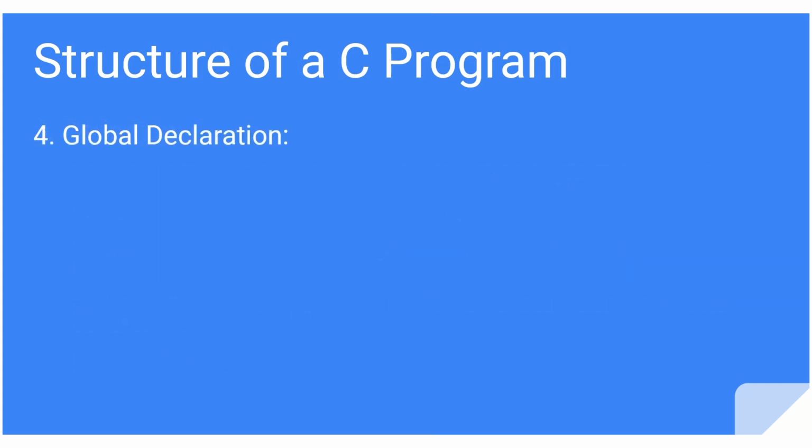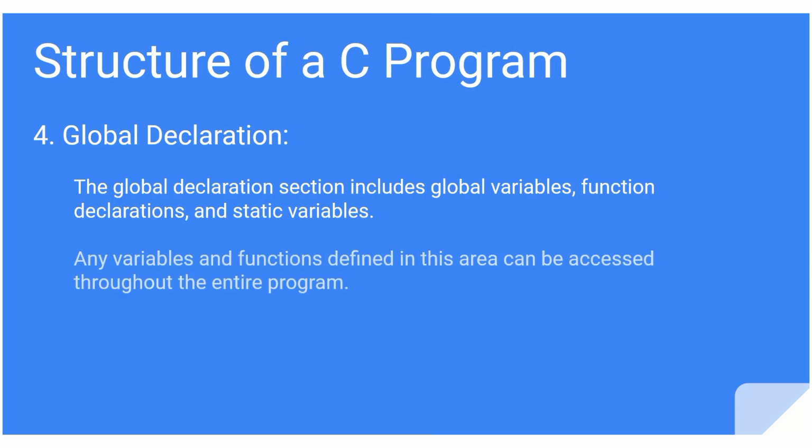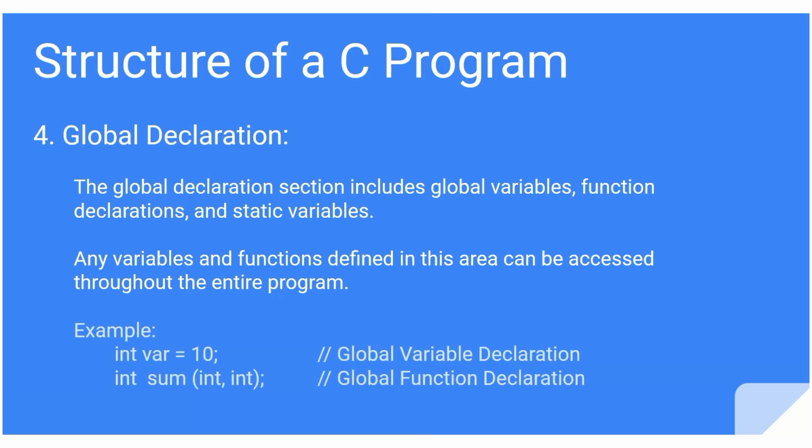Next, global declaration. The global declaration section includes global variables, function declarations, and static variables. Any variables and functions defined in this area can be accessed throughout the entire program. Example, int var = 10. Here var is a global variable with the value 10. And then int sum(int, int). Here sum is a function used globally.